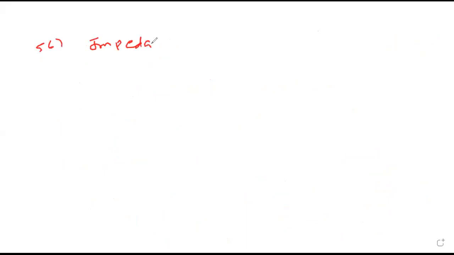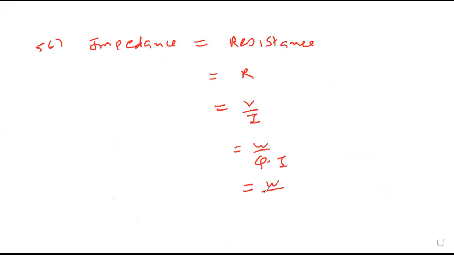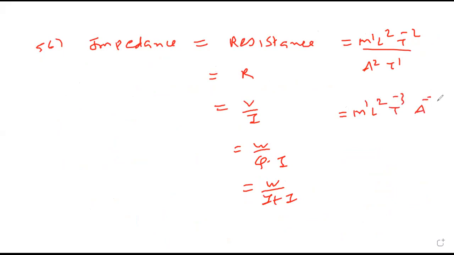Impedance is nothing but resistance, and resistance you know how to get: V upon I, work upon charge into I. Charge is IT, into I. That means M1 L2 T minus 2 upon A2 T1, giving M1 L2 T minus 3 A minus 2. Correct? Yes, sir.